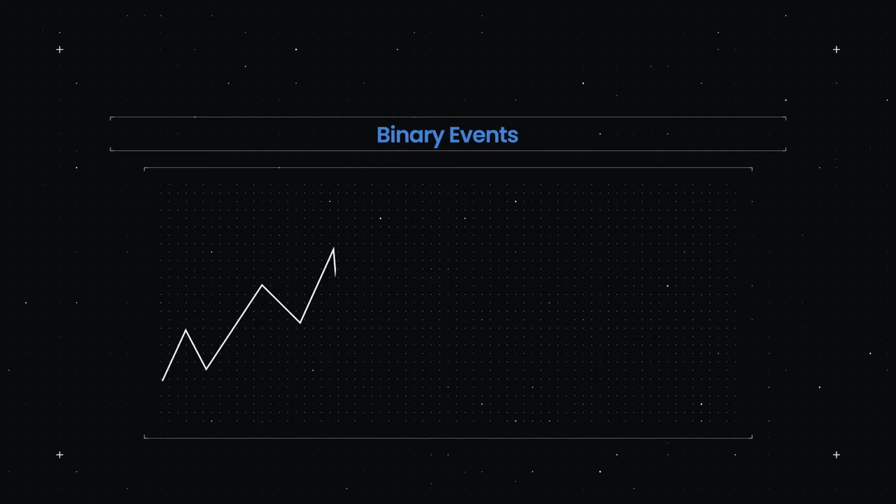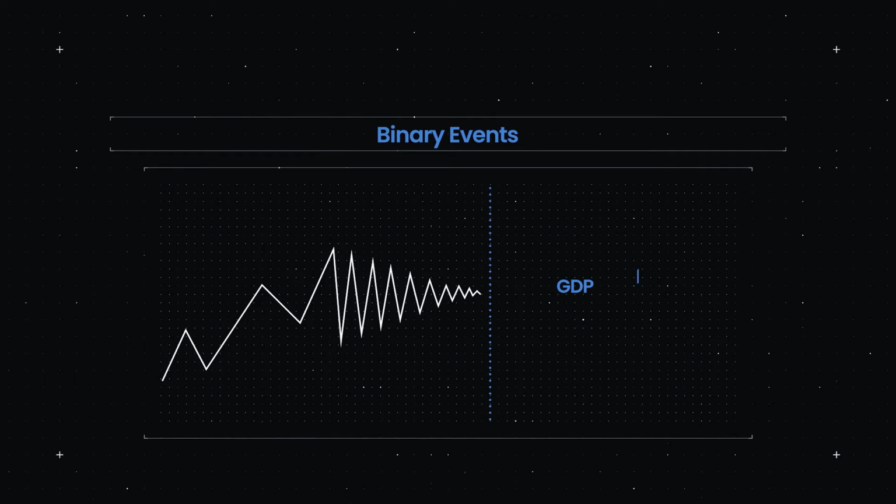Binary events are important to keep in mind as a trader since they have the potential to greatly impact your positions. These events have two possible outcomes. Everyone knows it is coming, but nobody knows the direction. The aftermath of these events tends to lead to an immediate reaction from the market and the potential to have large moves in either direction.